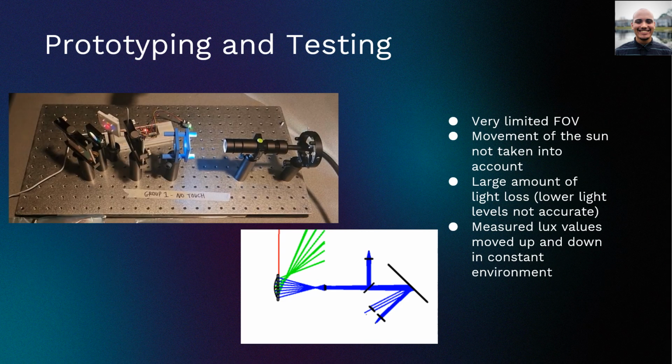As stated earlier, we had to switch our design because of the movement of the diffraction pattern and the movement of the sun. We had not taken this into account, and what it caused was a large amount of light loss, rapid changes in lux values, and inaccurate lux values. Overall, it just wasn't a good design and had a very limited FOV.